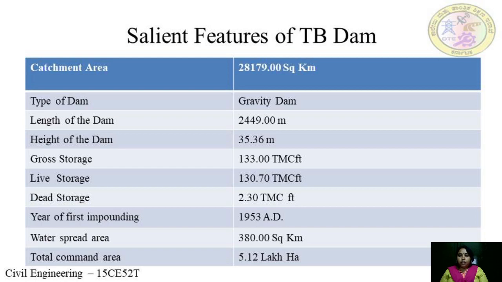It is a gravity dam with a catchment area of 28,179 square kilometers. The length of the dam is about 2,449 meters, whereas the height is about 35 meters, and it has a gross storage of 133 TMC and live storage of about 130, whereas the dead storage is 2.3. The first impounding of this dam was in 1953 AD, with a water spread area of 380 square kilometers and a total command area of 5.12 lakh hectares.